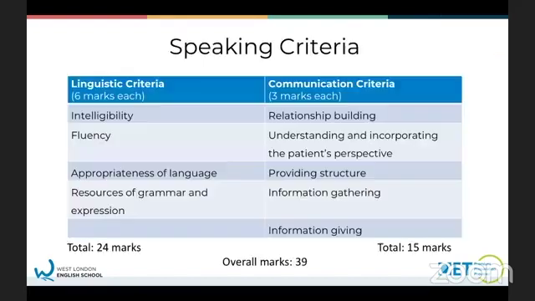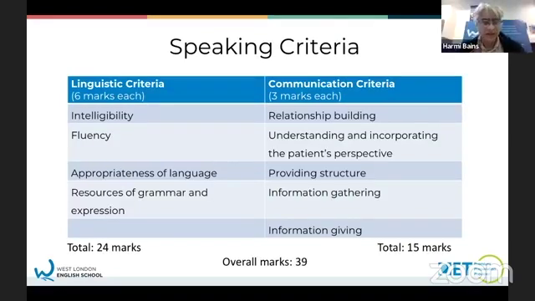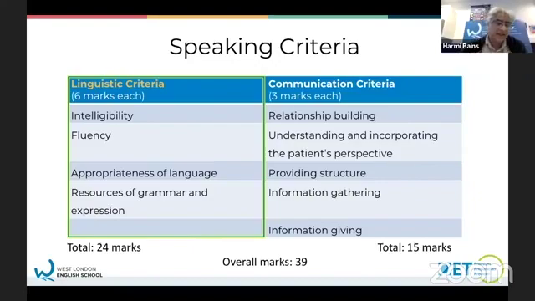Thank you. Okay, so this is the criteria. I'm not going to go into detail because this is another lesson on its own, but just to give you a quick overview of this, so you understand why a patient-centered approach is important. First of all, you can see it's divided into two. You've got the linguistic criteria. This is about things like your speaking.